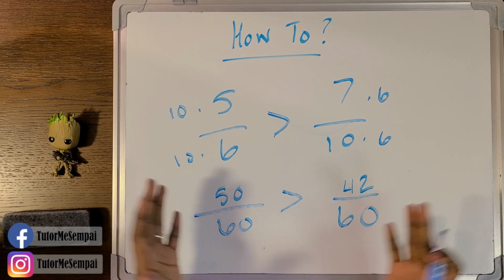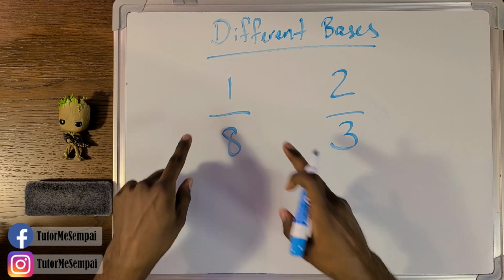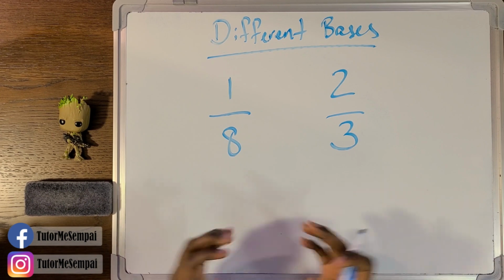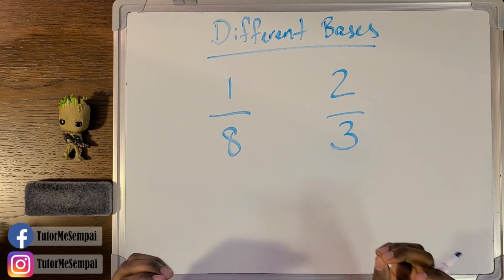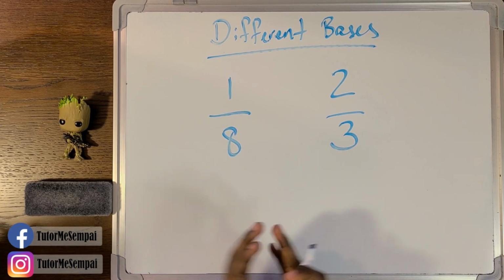So let's look at another example to make sure we have all the steps down. So here we have two fractions. One is 1 over 8 and the other is 2 over 3. And we want to compare them. However, we need to make sure that before we start comparing, we have the same base. And as you see, we don't have the same base. So what are we going to do?